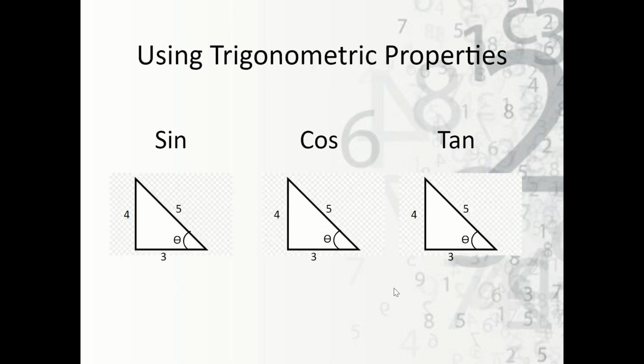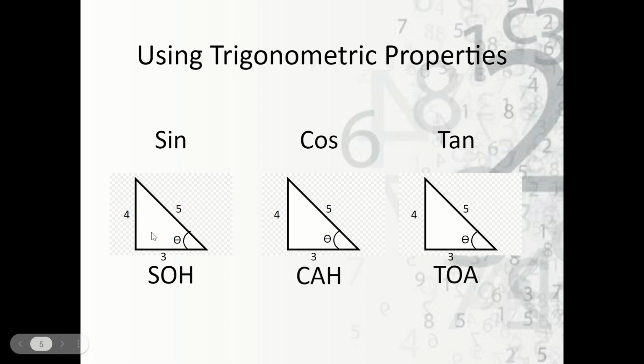Now, how do we use these trig properties? So let's say I wanted the sine of, we call this theta. So we want the sine of theta. Sine, remember, is SOH, cosine is CAH, and tangent is TOA. So we're going to take this and we're going to go opposite, which is 4, over the hypotenuse, which is 5. So the sine of theta is 4 over 5.